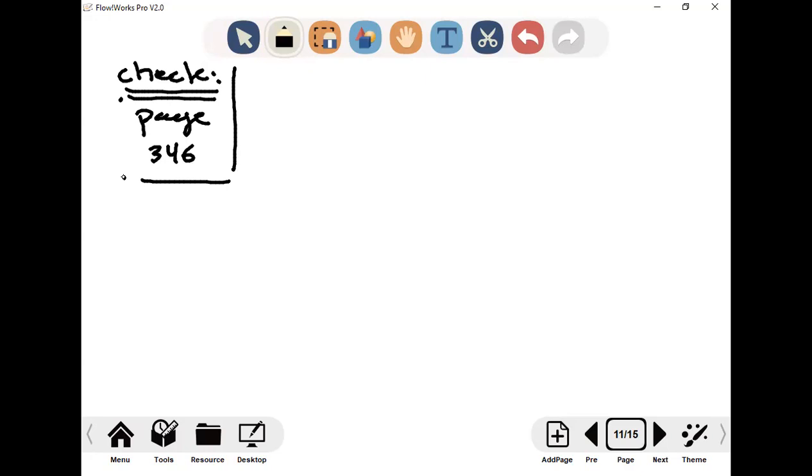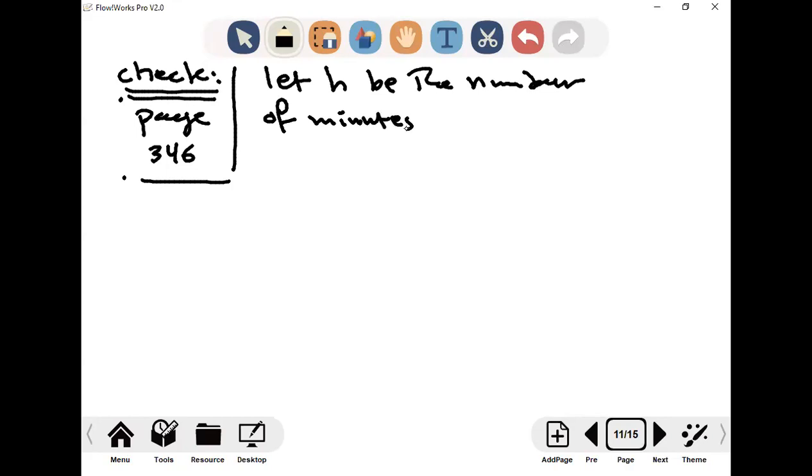So let H be the number of minutes in which days? In Saturday and Sunday, right? This is my variable. Let H be the number of minutes that she needs to read on Saturday and Sunday. Why did I choose these 2 days? Because they are missing in the table. This is the unknown value, okay?